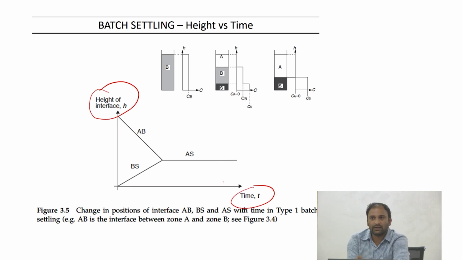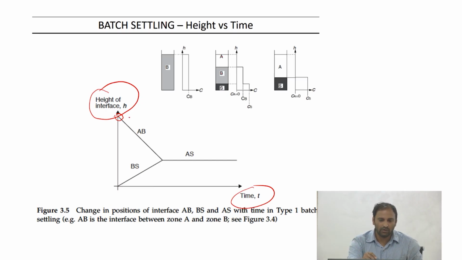You can plot the height of the interface as a function of time. In the beginning of your experiment you don't have any clear fluid as such. At some point in time you will start seeing an interface between A and B formed. Typically it starts at some height, and as time progresses this interface is going to descend.